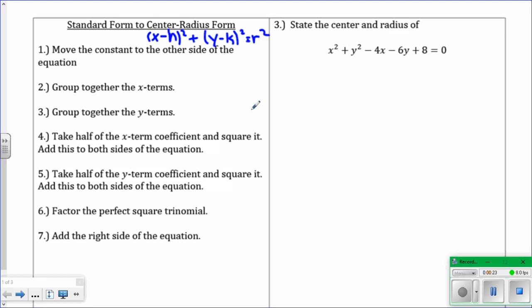So we have to get it into that form. The steps are on the left-hand side. All I'm going to do is follow the steps. The first step is to move the constant to the other side of the equation. The constant is the number that doesn't have a variable with it. Since right now it's positive 8, we have to subtract 8 from both sides.